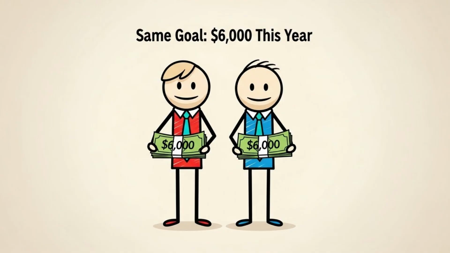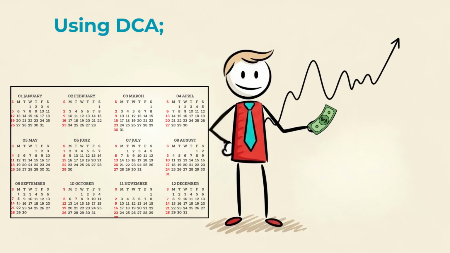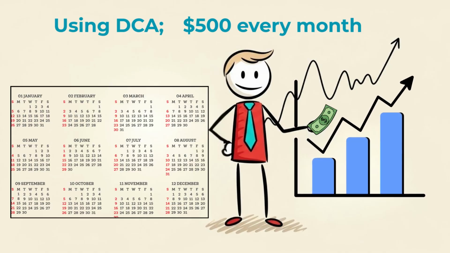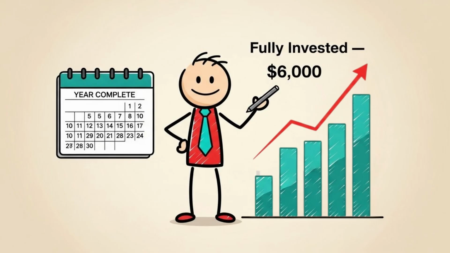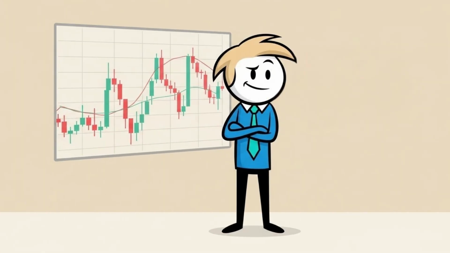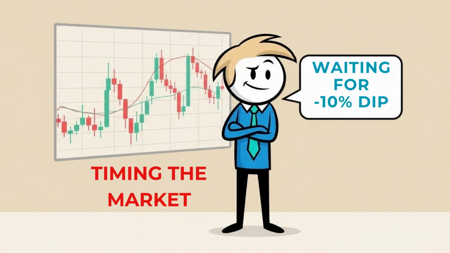Imagine both Stickman and Timmy want to invest $6,000 this year. Stickman, using DCA, invests $500 every month. He never waits. He buys through ups and downs. At the end of the year, he is fully invested and has captured the average movement of the market. Timmy, timing the market, waits for at least a 10% dip.